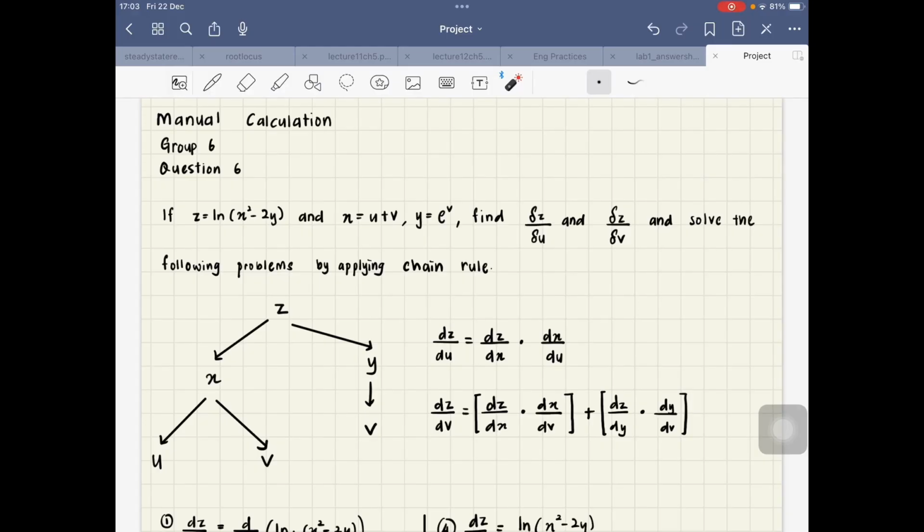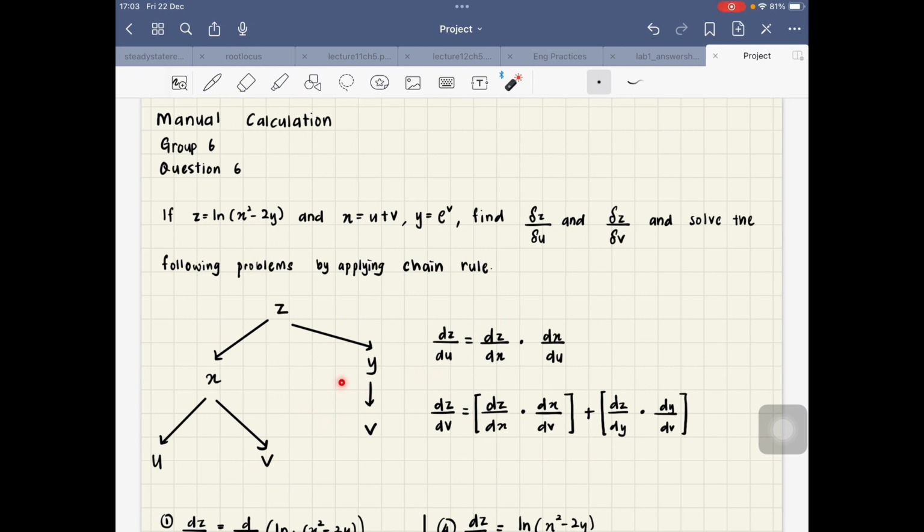Hi and Assalamualaikum. My name is Nur Aliza Atiyah binti Abdul Aziz and my metric number is BE20303. Today I'm going to explain how we can get the final answer for dz over du and dz over dv. As my friend has explained before, we can find dz over du and dz over dv by applying this tree diagram, which makes it easier.